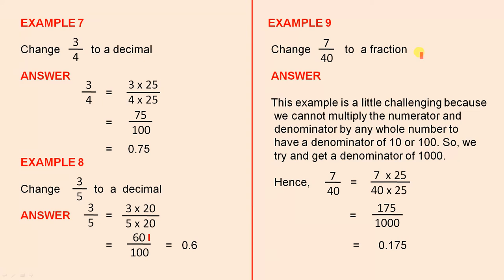Example 9, change 7 over 40 to a decimal. This example is a little challenging because we cannot multiply the numerator and denominator by any whole number to have a denominator of 10 or 100. So we try and get a denominator of 1,000. Now that is acceptable because it is a multiple of 10. So if we have 7 over 40 and we multiply top and bottom by 25, we have 175 over 1,000. Because we're dividing by 1,000, we move the decimal point 3 places to the left, and we get 0.175.